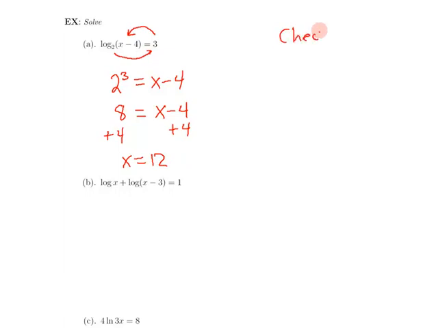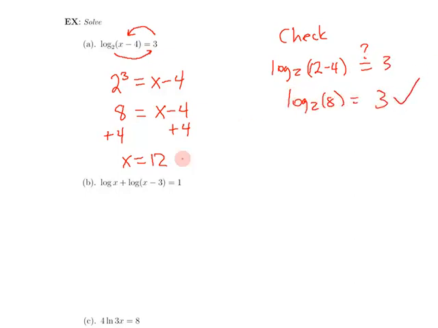Now we got to check. Log base 2 of 12 minus 4, is that equal to 3? Log base 2 of 8 is 3. That checks. Really what I'm checking for is what happens inside here. If that's positive, it's okay. If it's negative or zero, it's not okay.